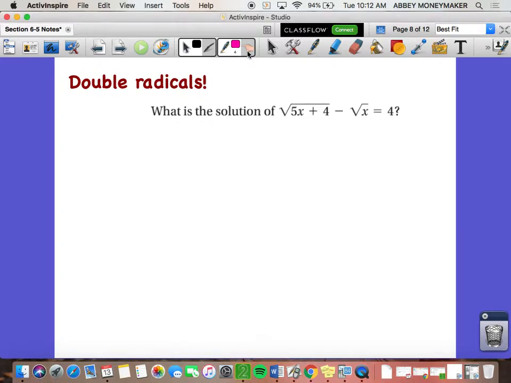So the first thing that we're going to do when we have double radicals, you have to have one radical on each side of the equal sign. You have to have one on each side of the equal sign. So since this one is negative, I'm just going to go ahead and add it over to the other side. So that gives me the square root of 5x plus 4 is equal to the square root of x, and then that plus 4 is on the outside. It's not underneath the radical, it's completely on the outside.